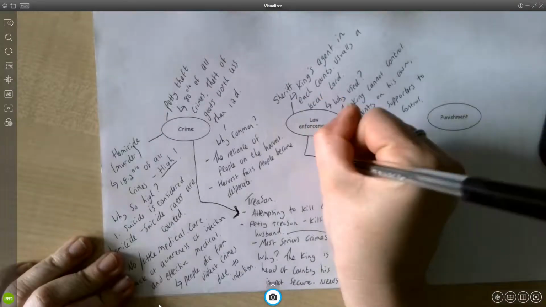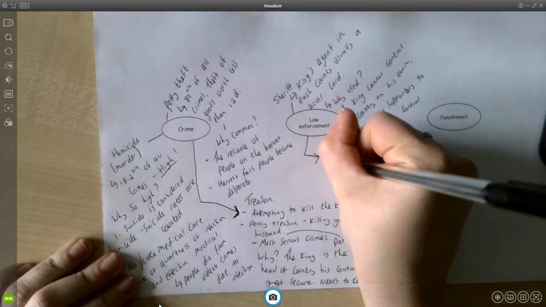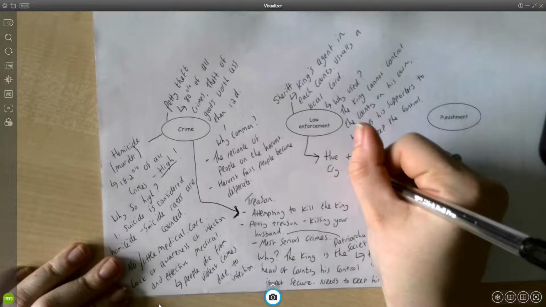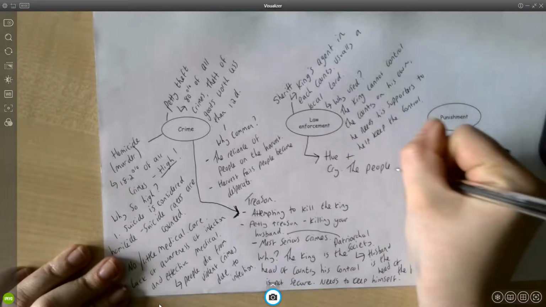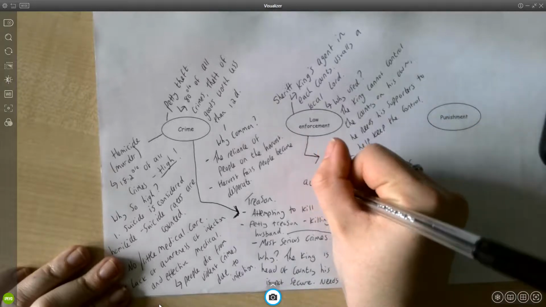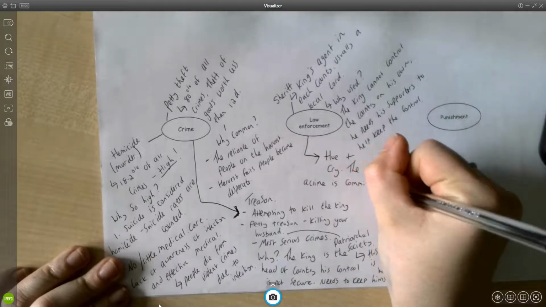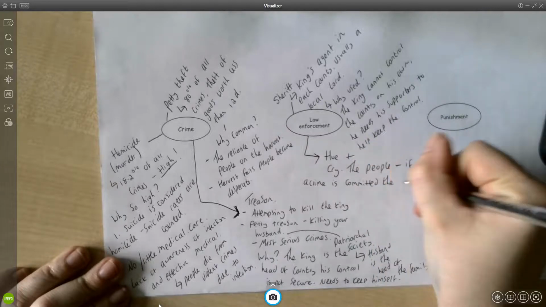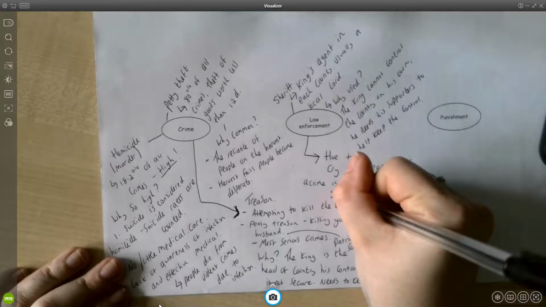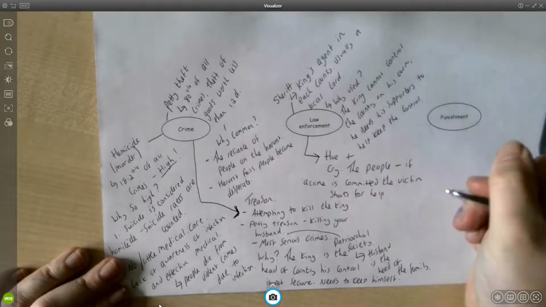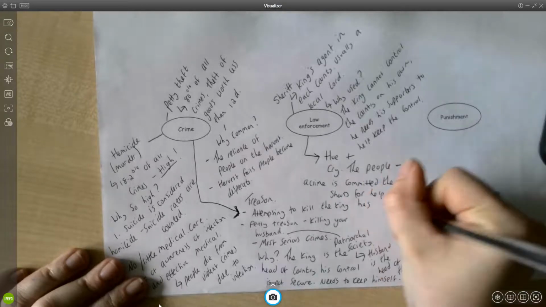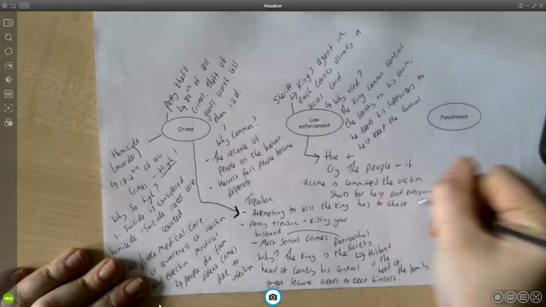Another method of law enforcement that we could look at is the hue and cry. And the hue and cry is the people. If a crime is committed, the person who is the victim shouts for help, and everyone has to chase the criminal.